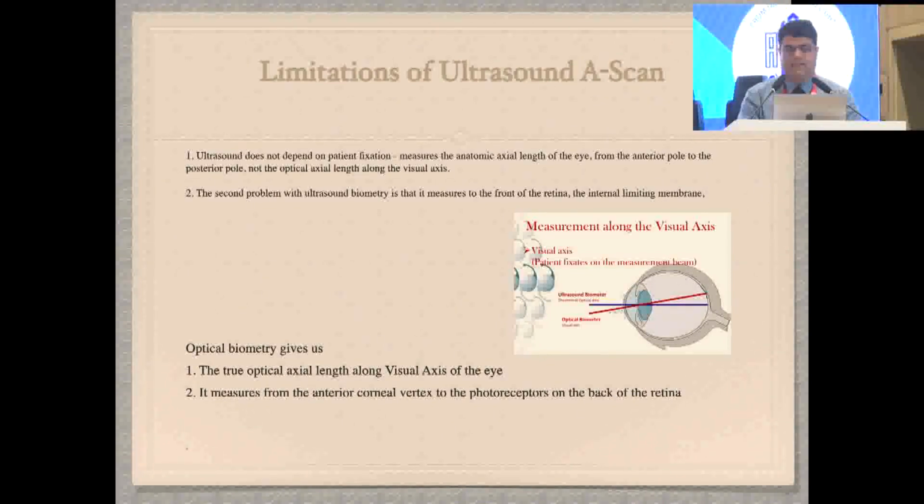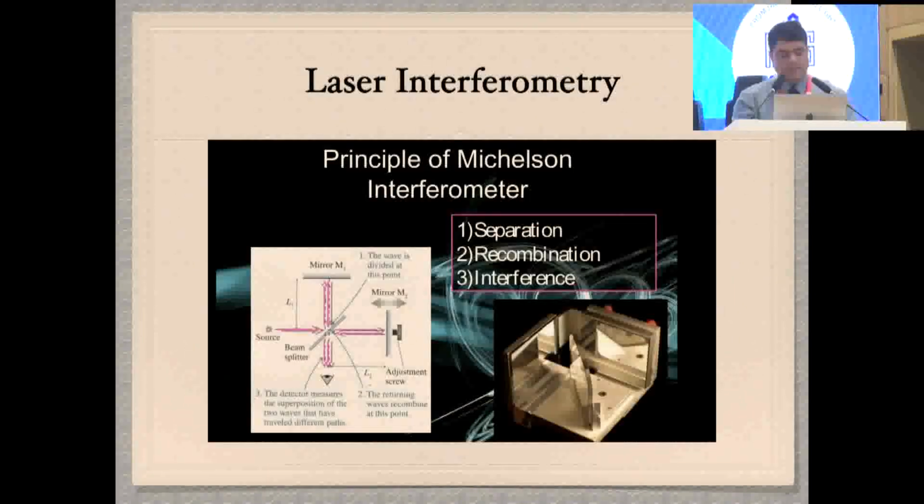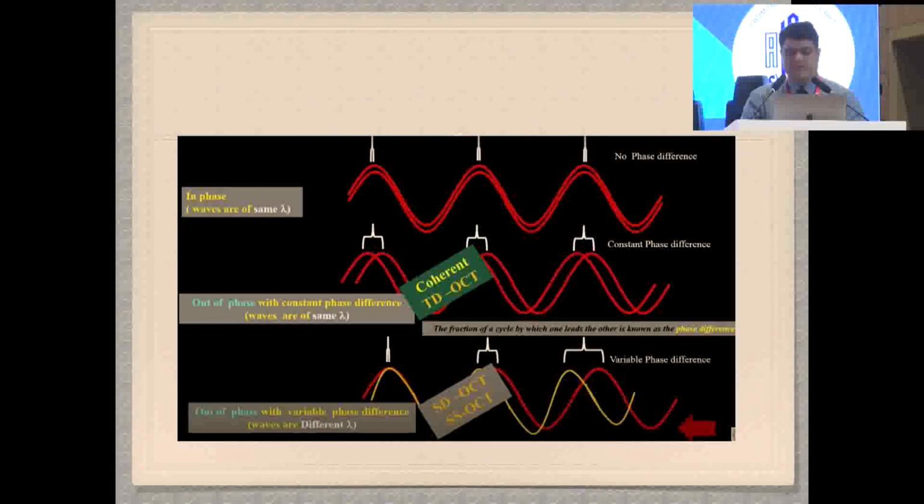Firstly, optical biometers measure the true optical axial length along the visual axis of the eye. And secondly, they measure from the photoreceptors on the back of the retina, where we get the true axial length of the eye. If we look at the system on which optical biometers work, they are all based on laser interferometry, where one source of light is split by a beam splitter, and a detector measures the difference in the distances or paths which the lights have traveled. This is the Michelson interferometer on which all the biometers are based.